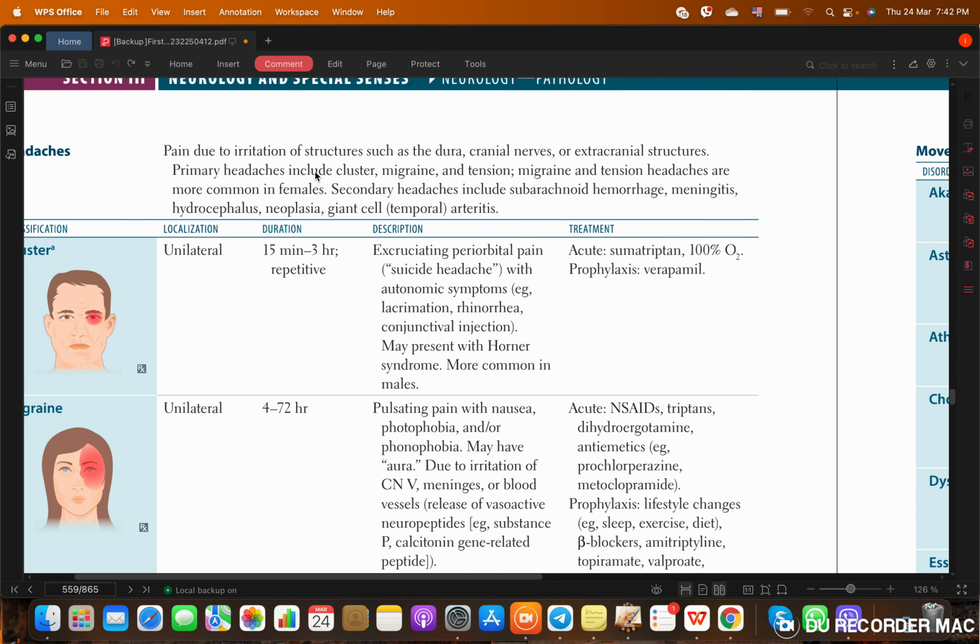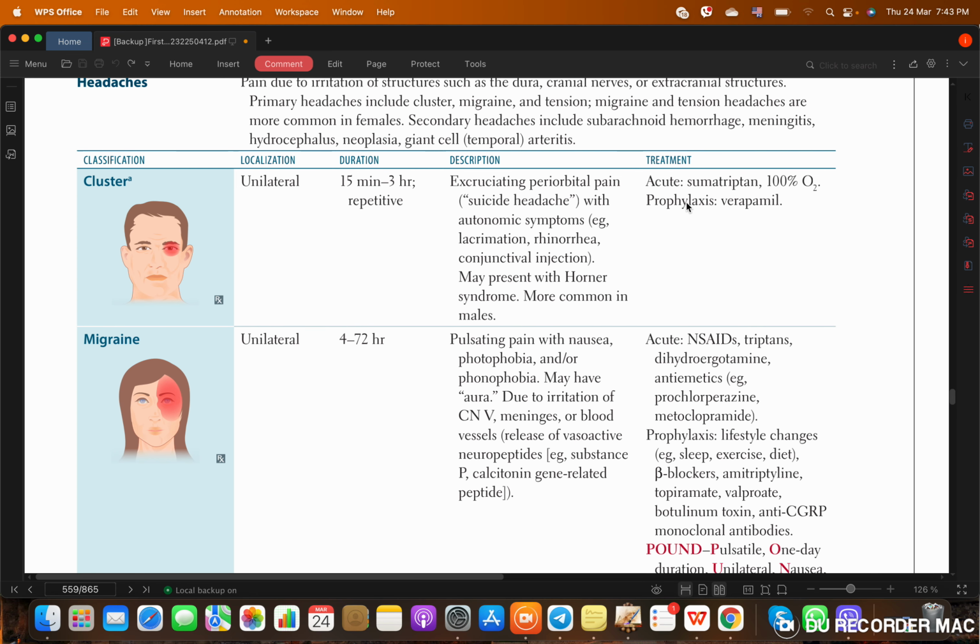And they write here, secondary headaches include subarachnoid hemorrhage, meningitis, hydrocephalus, neoplasia, or giant cell temporal arteritis. So these are other diseases that can lead to headache as a consequence. Subarachnoid hemorrhage will lead to a headache, but it will be the worst headache of my life type of thing, and the patient will have nausea and vomiting.